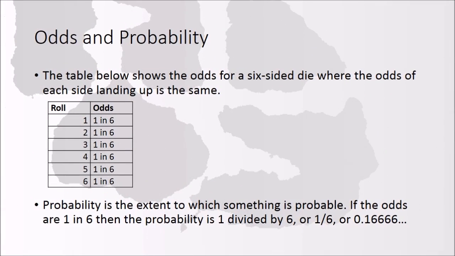So, a little bit of introduction to odds and probability. The table below shows the odds for a six-sided die. I'm assuming that the die is not loaded, that it's a fair die. So the odds of rolling a 1 is 1 in 6. The odds of rolling a 2 is 1 in 6, and so on. The probability is the extent to which something is probable. If the odds are 1 in 6, then the probability is 1 divided by 6, or 1/6, or 0.166666 on to infinity.